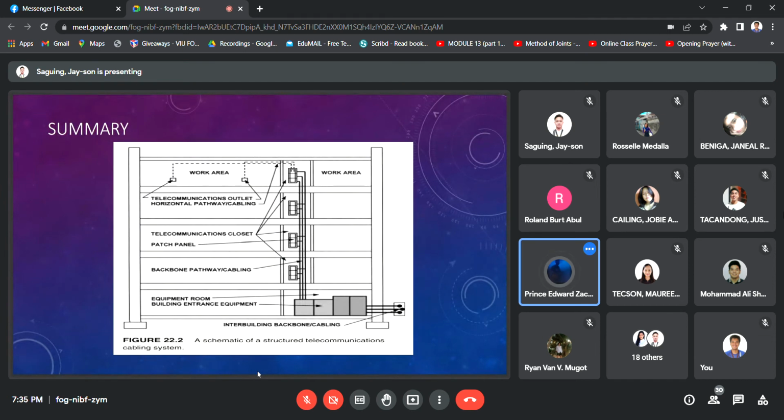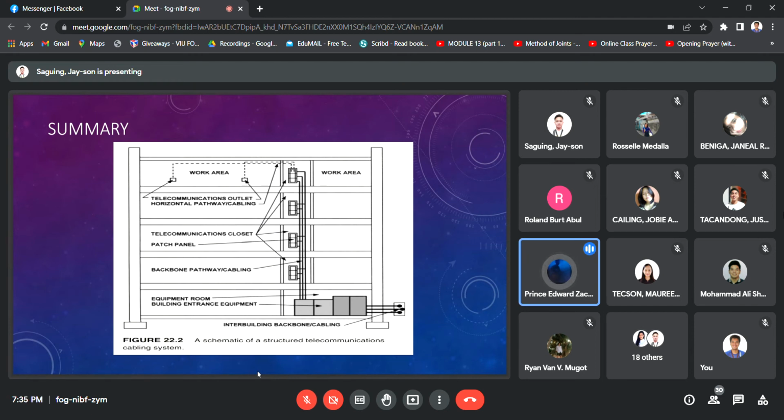So, di ba, naa tay interbuilding backbone, kini naa sa lower right. So, diha ang sugod. So, from other building or facility. So, musulod na siya sa building entrance, which is, nakausap na siya sa telecommunications equipment room. So, mapadulong din na siya sa ato ang mga telecommunications closet. Kita ninyo, pinaagi sa mga kanang backbone pathway cabling ana.